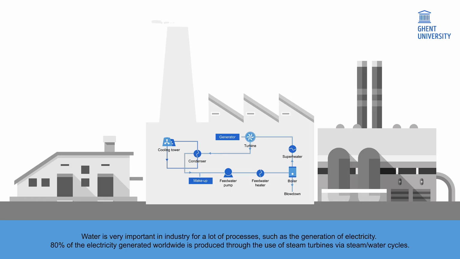Water is very important in industry for a lot of processes, such as the generation of electricity. 80% of the electricity generated worldwide is produced through the use of steam turbines via steam water cycles.